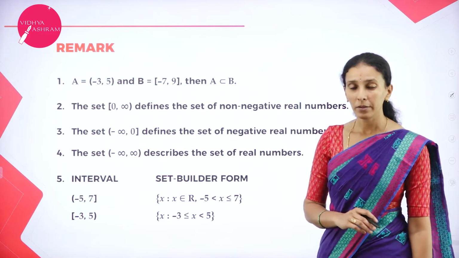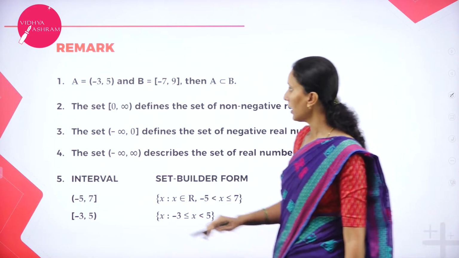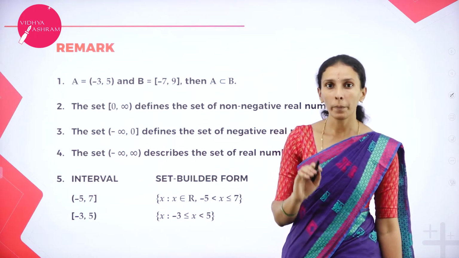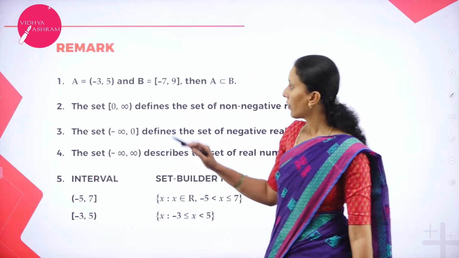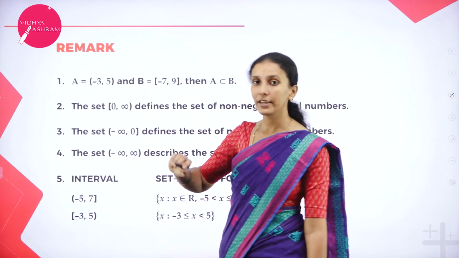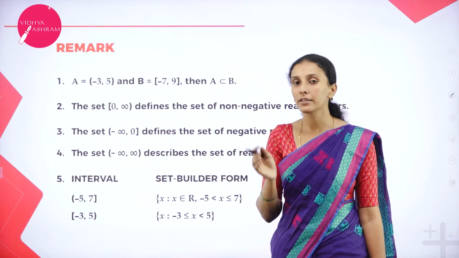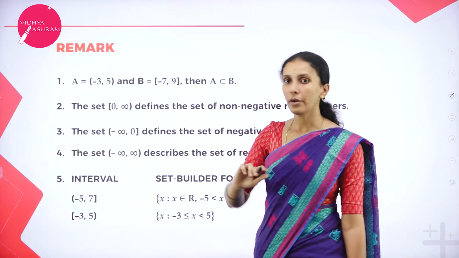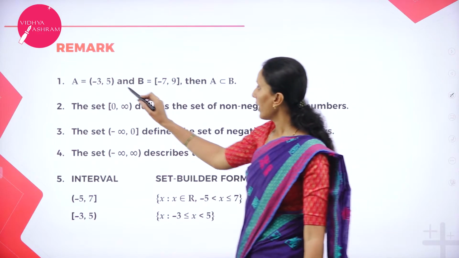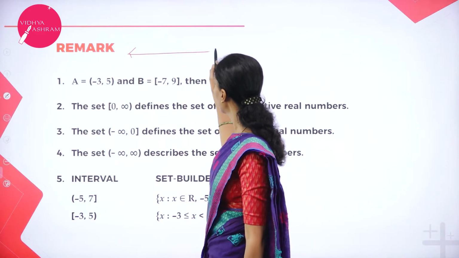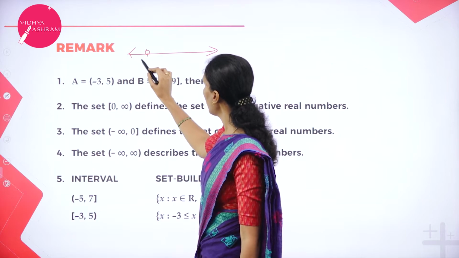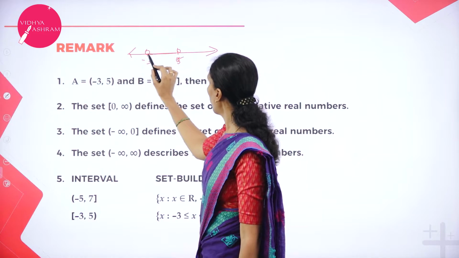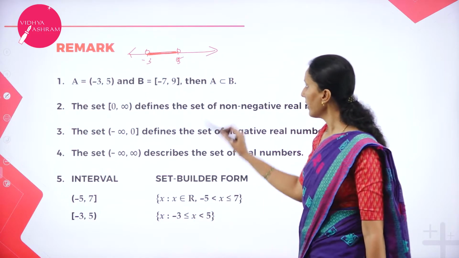So note some important points when you come to intervals. Here we have a set A from -3 to 5, that is the open interval (-3, 5). Clearly, the open interval (-3, 5) contains all the elements between -3 and 5. And B is a set from -7 to 9. So set A is the open interval (-3, 5), so you have all the elements from -3 to 5, and set B.